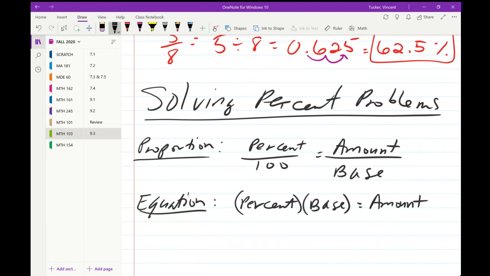All right, so solving percent problems. You can use either one of these relationships. If you want to use a proportion, that's percent over 100 equal to amount over base. Or you can set it up as an equation and do percent times base, and that's equal to your amount.